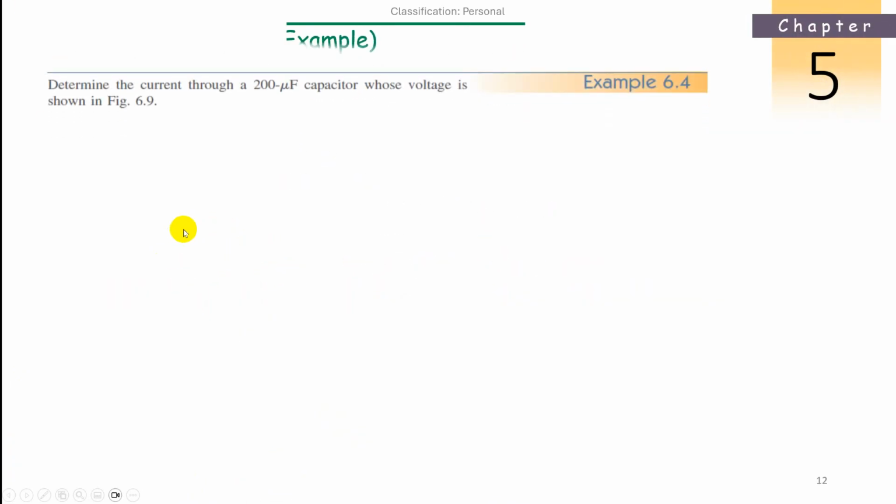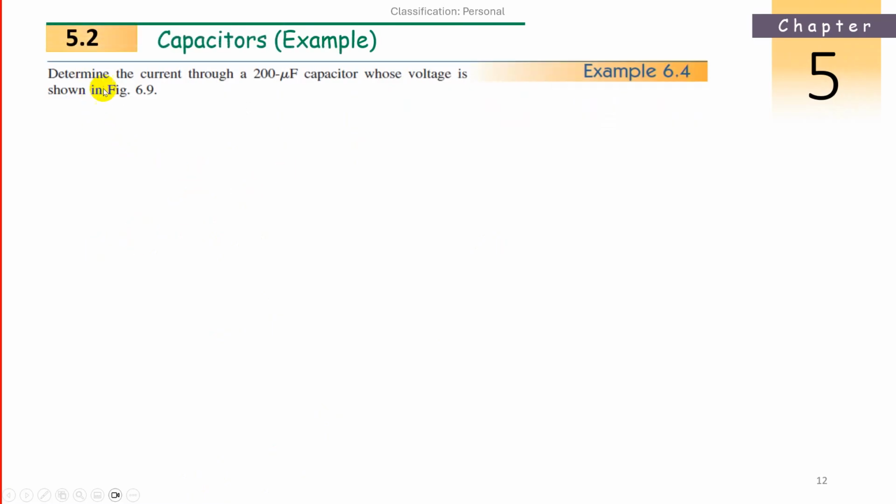Now we have a bigger problem. Let's see. Determine the current through a 200 microfarad capacitor whose voltage is given in the figure. Previously, the cos equation was given. Now the equation is in a different form. What is that form? Check here. This is called a triangular wave.